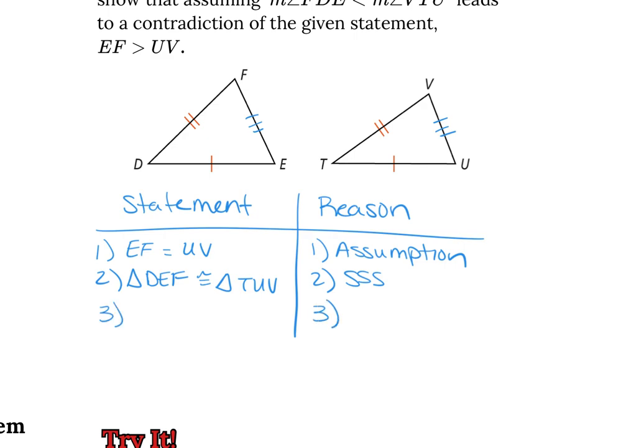And if our two triangles are congruent, that means our two angles would be congruent. So the measure of angle FDE would be congruent to the measure of angle VTU, through corresponding parts of congruent triangles are congruent.